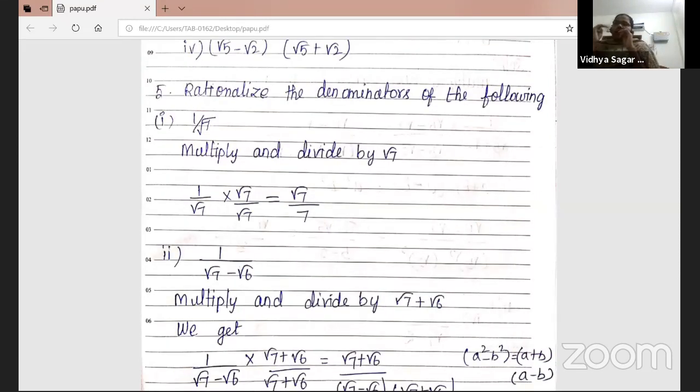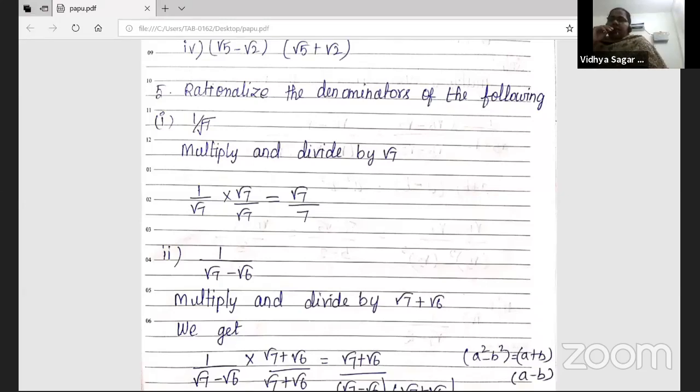Rationalize means you want to remove the root term from the denominator. Now see 1 by root 7. The question itself says rationalize the denominator. Rationalizing the denominator means you just multiply by what is in the denominator, on both the numerator and denominator. Here I have only a single term in the first question. So 1 by root 7 into root 7 by root 7. So 1 into root 7 will become root 7, and root 7 into root 7 will become 7.